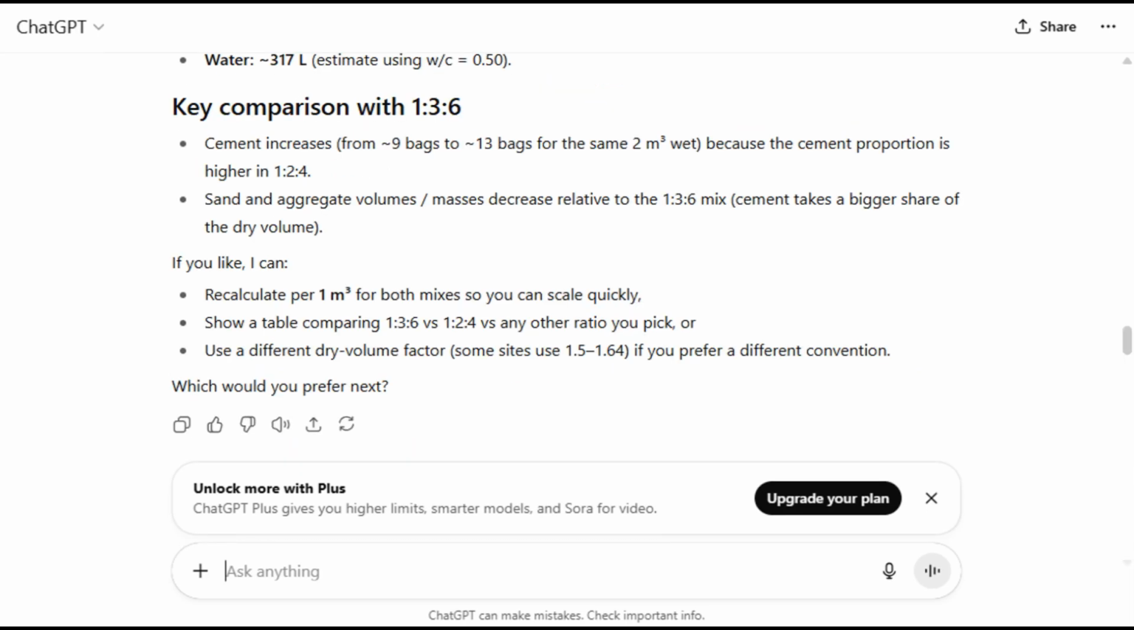2/7 of sand is just a bit lesser than the 3/9. The same for the 6/9 of the coarse aggregates than the 4/7.